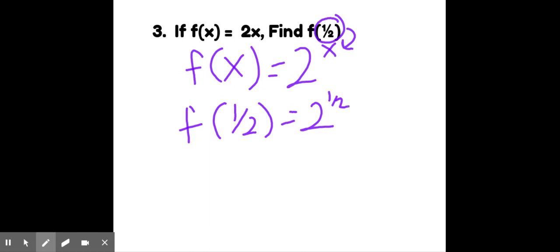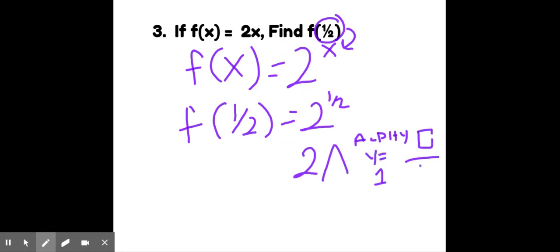So what you're going to do is use your calculator. In this one, you're going to do 2 caret, and then you're going to do alpha, y equals, number 1, the fraction button, and plug a 1 over 2 in there. So it should look like 2 to the 1/2 power in your calculator.